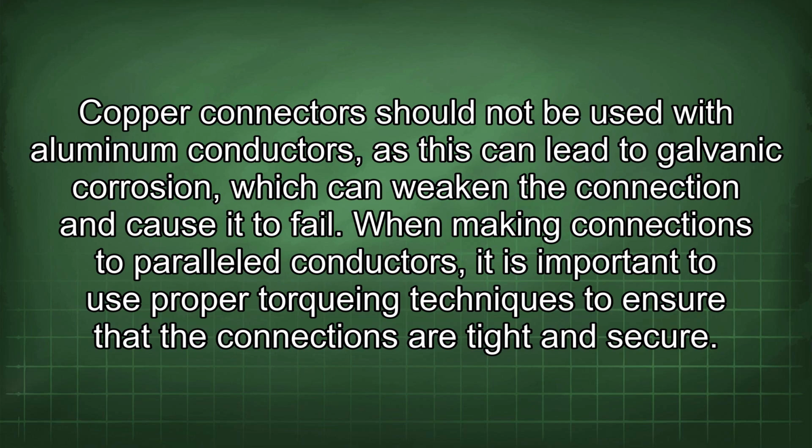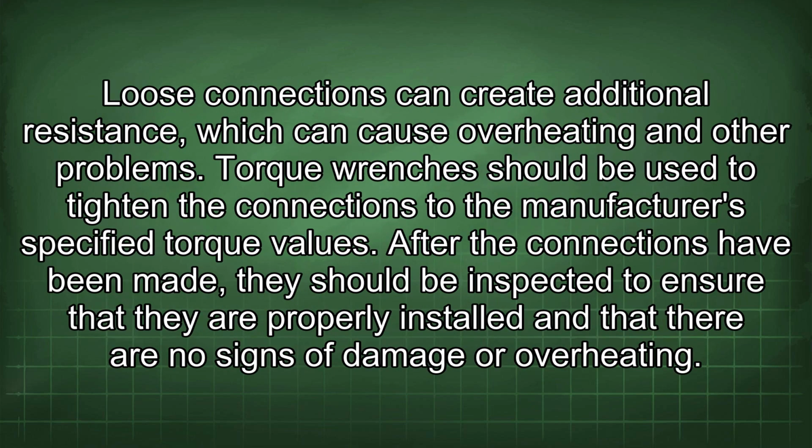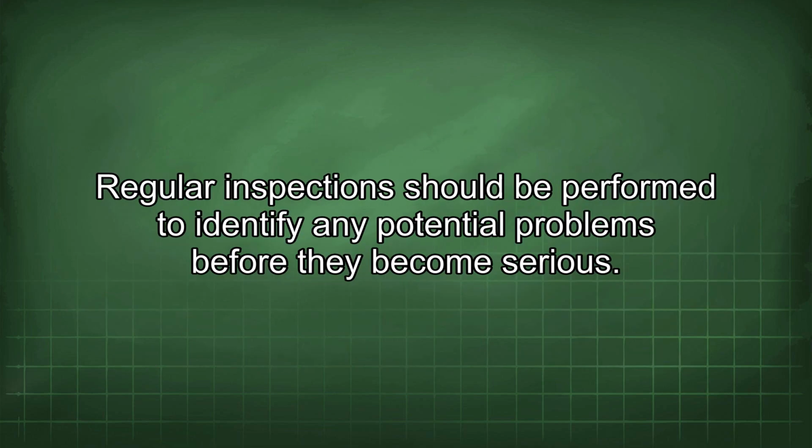When making connections to parallel conductors, it is important to use proper torquing techniques to ensure that the connections are tight and secure. Loose connections can create additional resistance, which can cause overheating and other problems. Torque wrenches should be used to tighten the connections to the manufacturer's specified torque values. After the connections have been made, they should be inspected to ensure that they are properly installed and that there are no signs of damage or overheating. Regular inspections should be performed to identify any potential problems before they become serious.